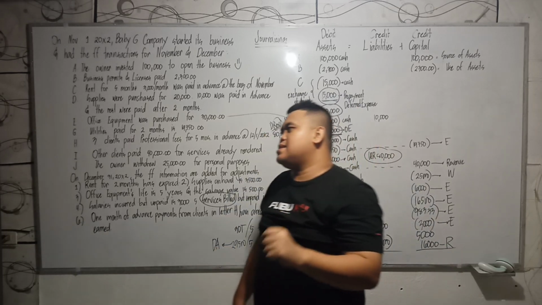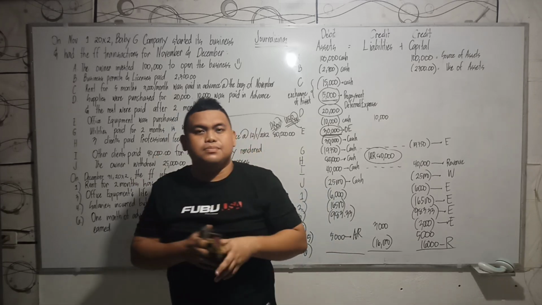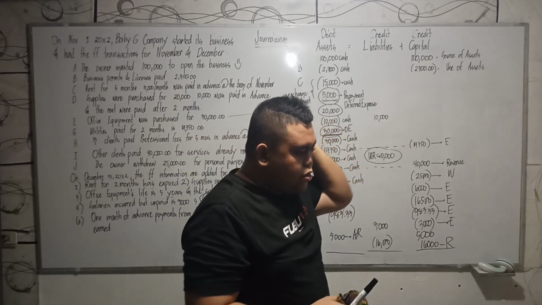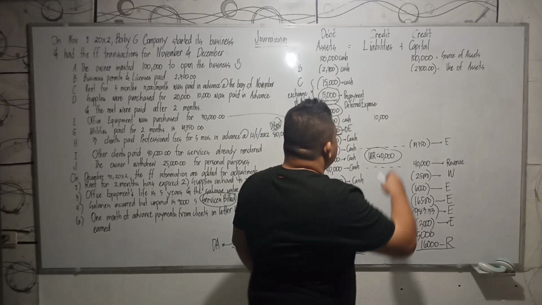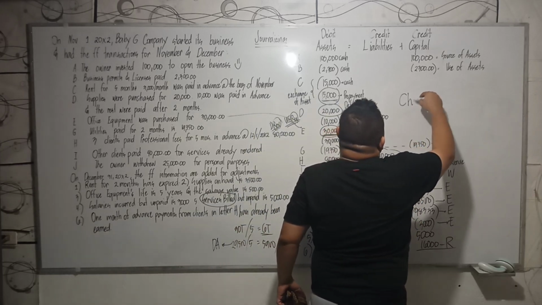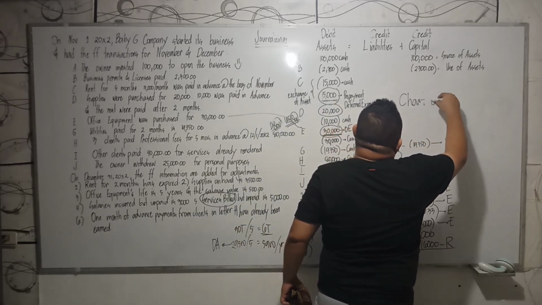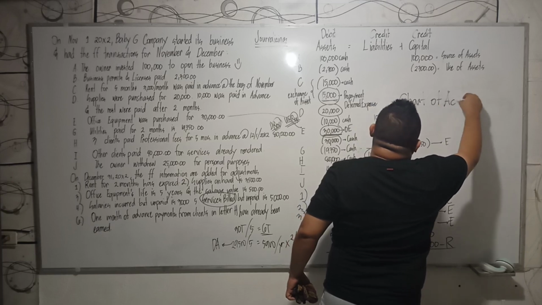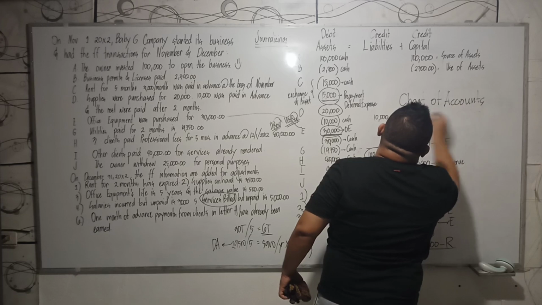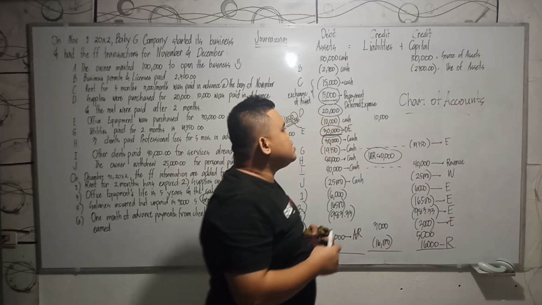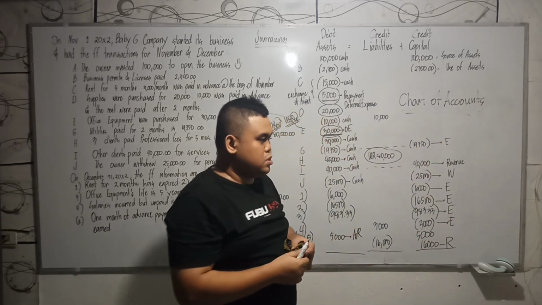Now, the second skill set is you have to know that there is a chart of accounts. After the debit and credit, you have to know that before you can record any transactions, a company should have this chart of accounts. So, what is the content of that chart of accounts?